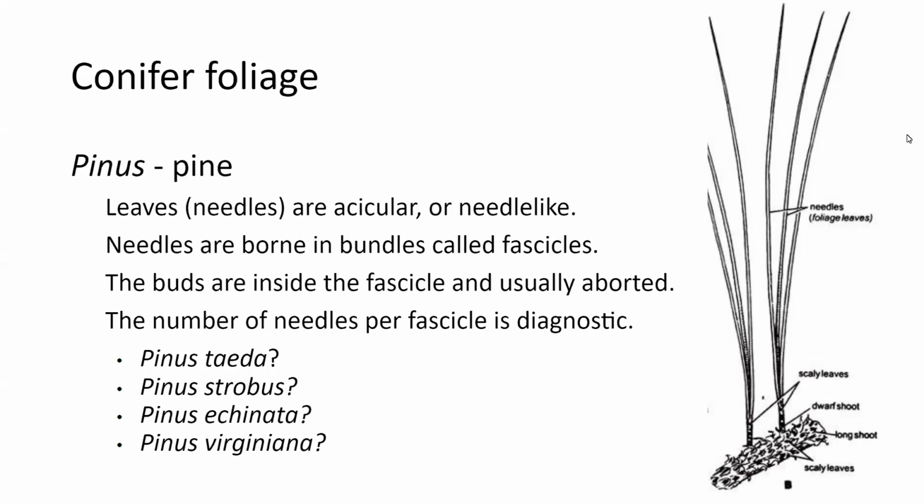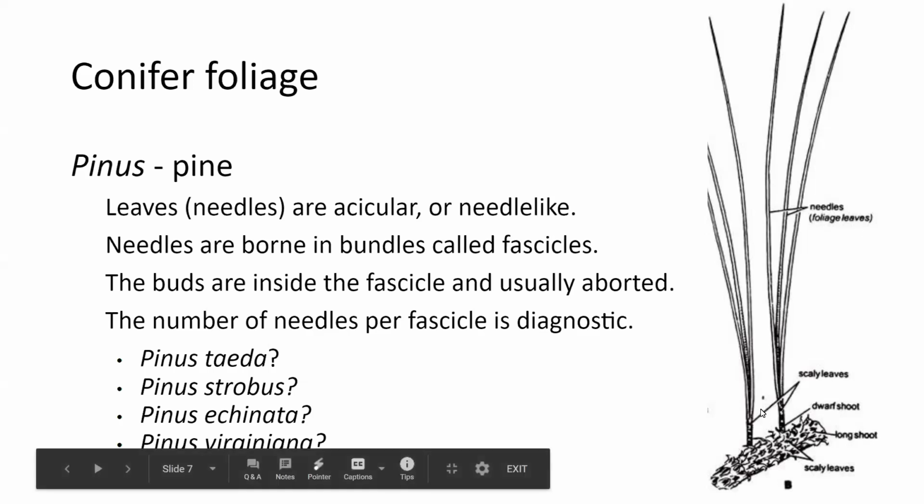And so you can see in this diagram on the right that we have the needles. These are the foliage leaves. And then these scaly leaves are the fascicles that those little bundles are contained in. And they're contained on a dwarf shoot.